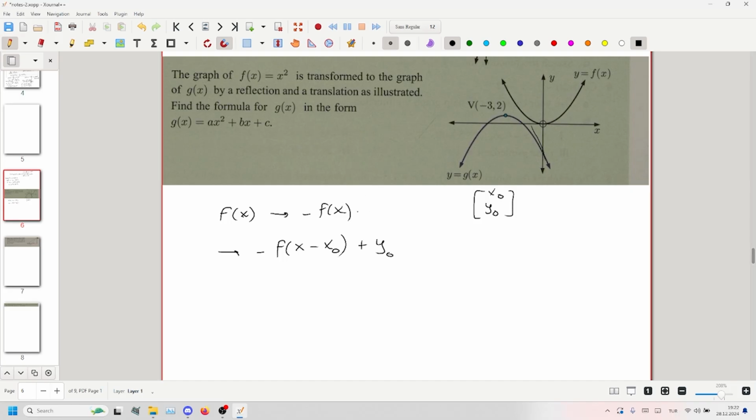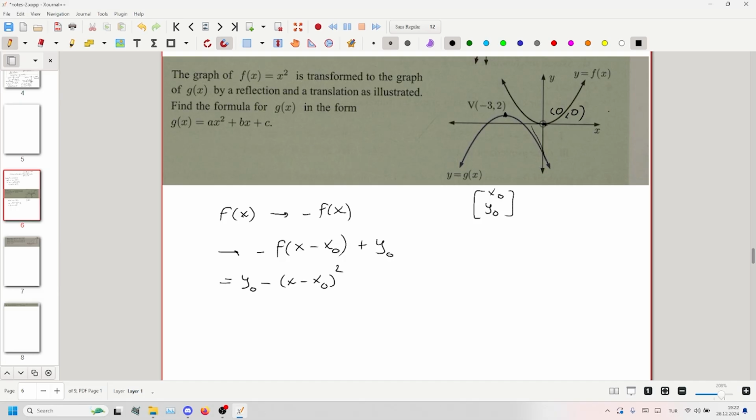Okay, and remember f of x was x squared, so this is just equal to y0 minus (x minus x0) squared. Now to find these values, we can look at this point. This is the vertex of the parabola. The vertex of this parabola is the point 0, 0. So we applied these two transformations to this point 0, 0, and it goes to negative 3 and 2.